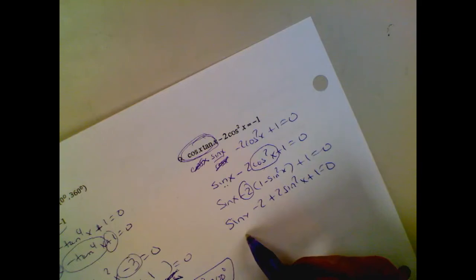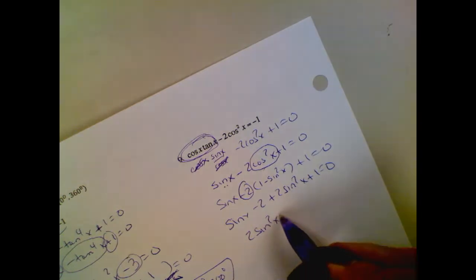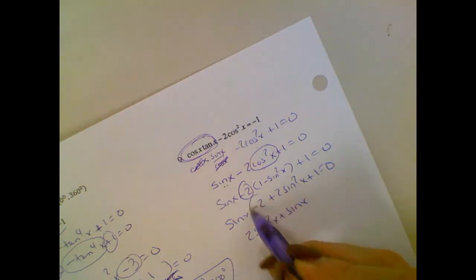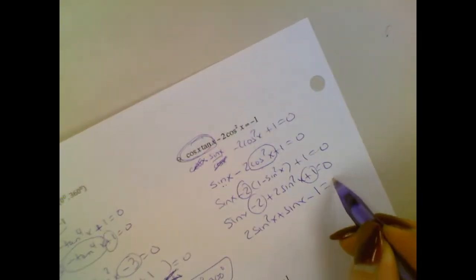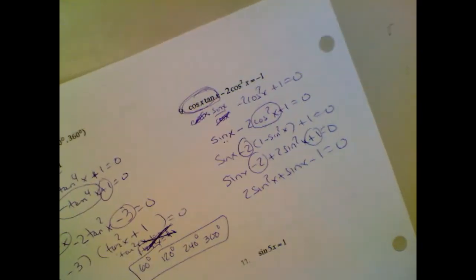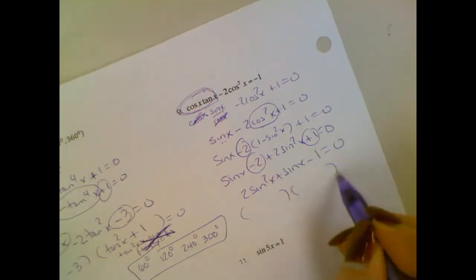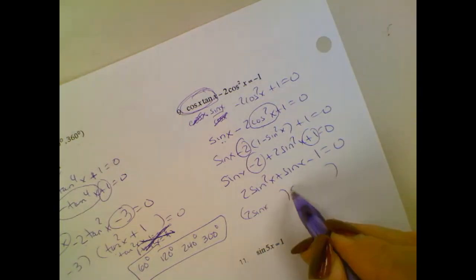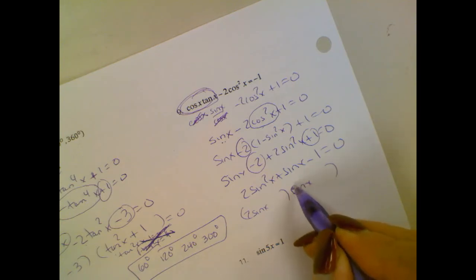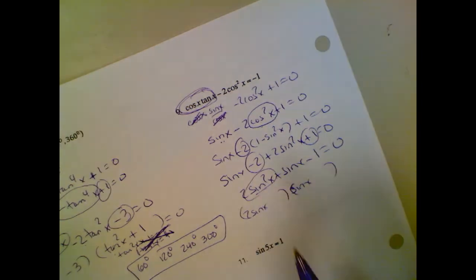All right, so let's go. 2 sine squared x plus sine x, and then negative 2 and 1 is negative 1. There's your trinomial that you have to factor. And then you get 2 sine x and sine x. That's the only way you can factor 2 sine squared x.